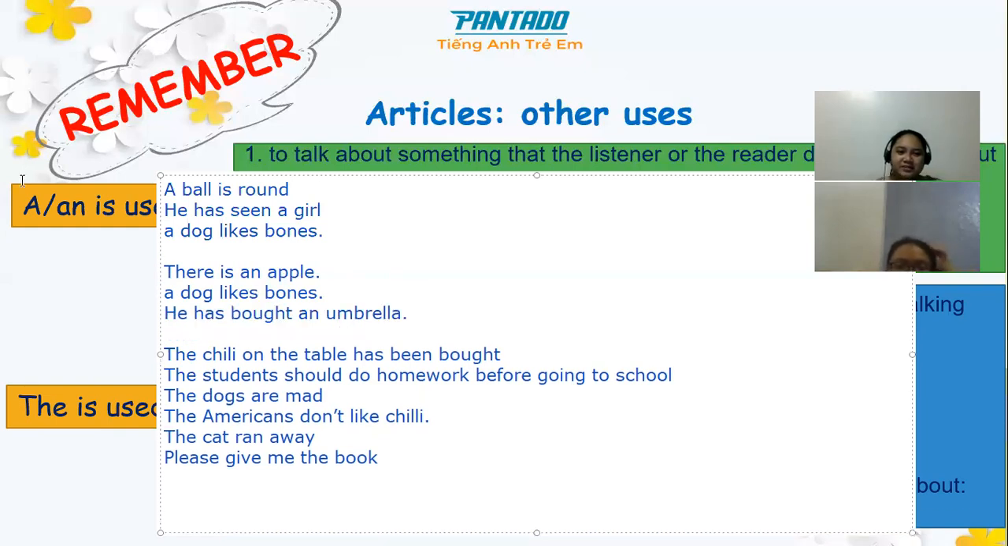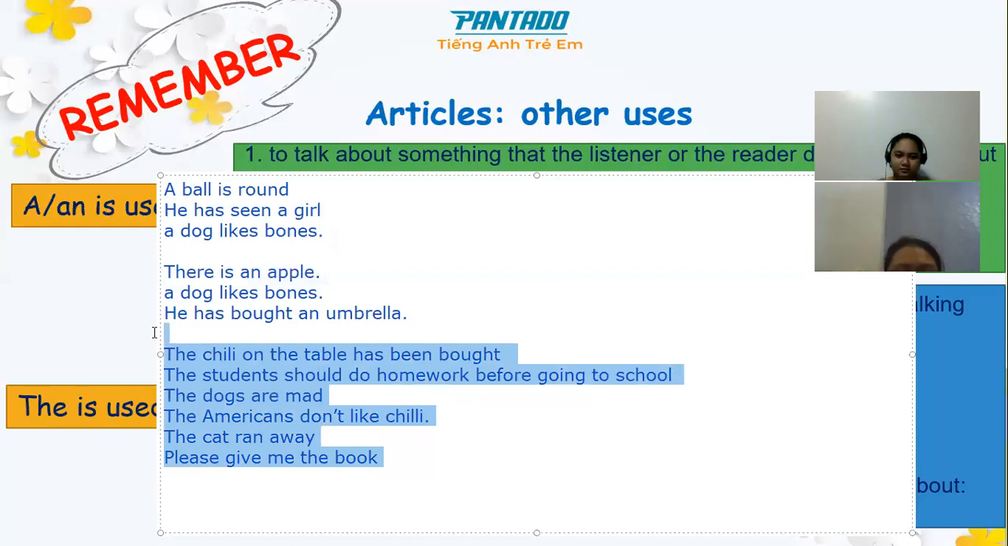Okay, can you please read this? A ball is round. He gets an apple. He has bought an umbrella. Very good. And the last one? The chili on the table has been bought. The children took the homework before going to school. The Americans don't like chili. The cat ran away. Please give me the book. Very good, Anne. You made good sentence construction.